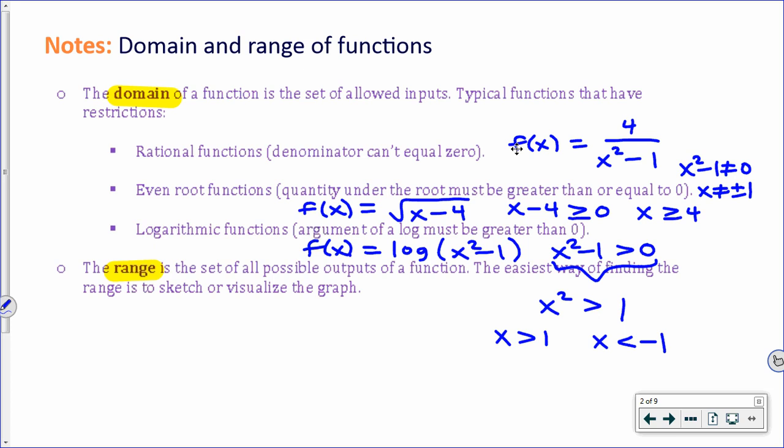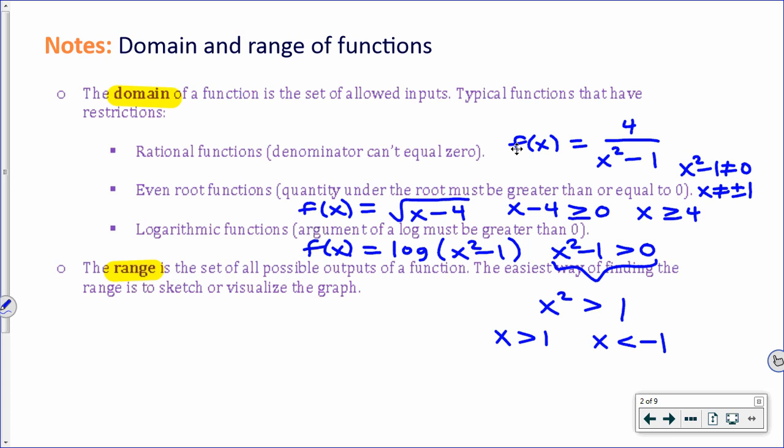So here you get an interval, x is greater than 1, or x is less than negative 1 as your two solution regions for what x can be in that logarithmic function. So those are the domains that are restricted that we've studied. Otherwise, it's all real numbers.